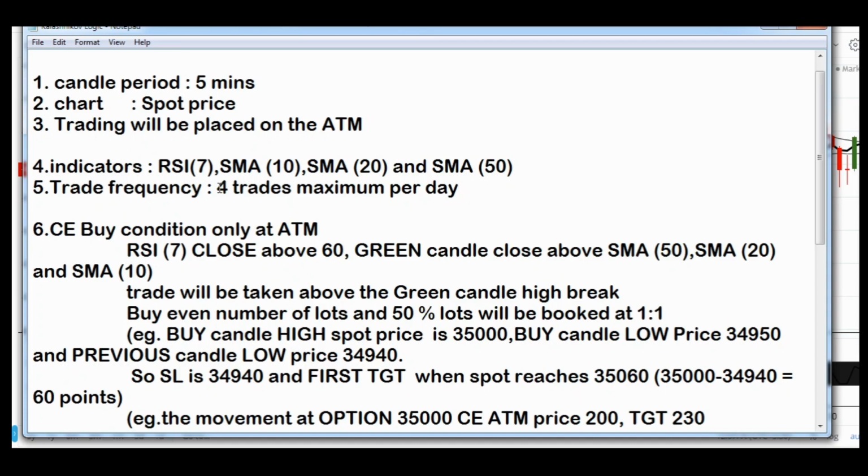After that, if there is any trade according to this strategy on the call side, from the third onwards no trade will be taken. If you want to take it, you can code accordingly.